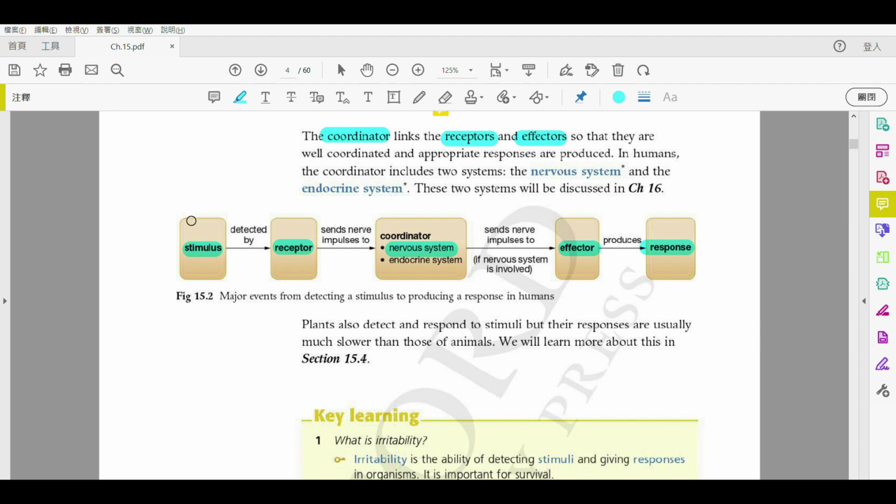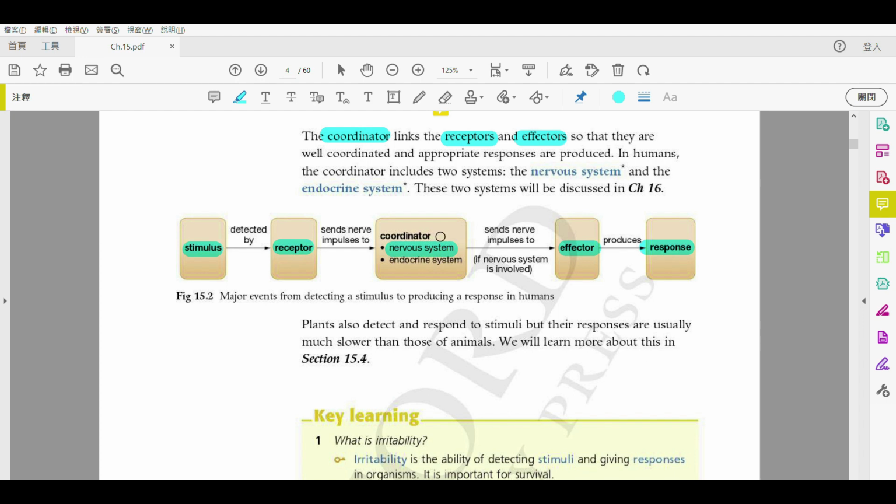First of all, there is a stimulus. 咁會有一個刺激啦。They will be detected by our receptor. So for example, our eye is the receptor of light, right? And then this receptor will generate, 佢會產生一啲嘅, they will generate the nerve impulse and then send them to the coordinator. So in the last section, we've learned one coordinator that will be our brain.